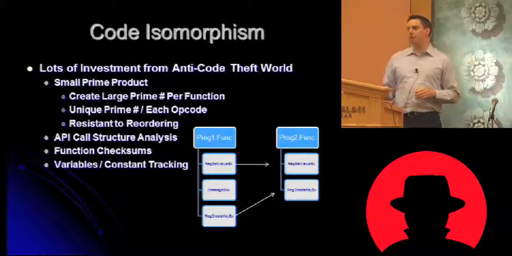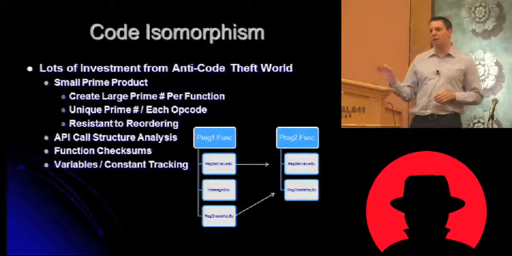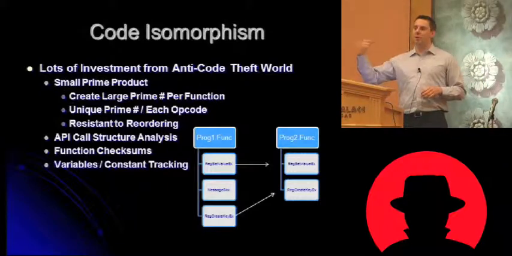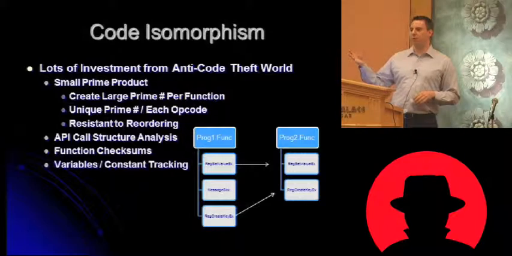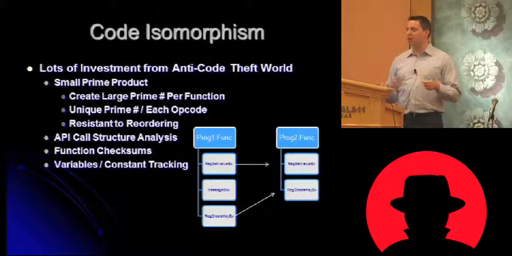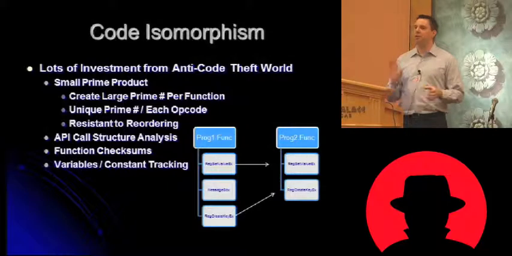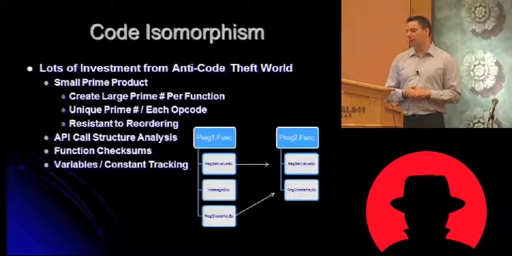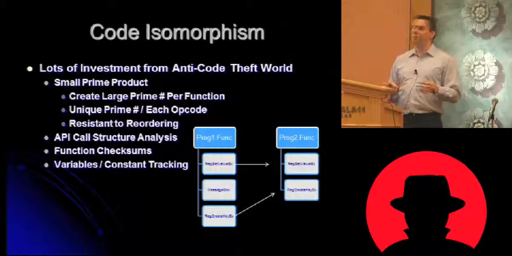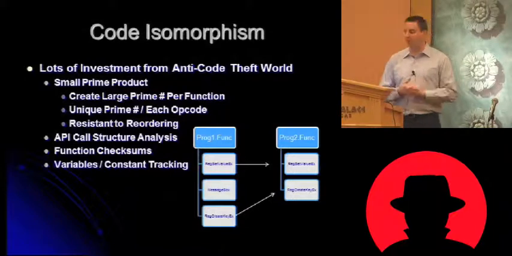Small prime product basically involves assigning a unique prime number to each opcode within a function. What you then do is add up the opcodes, and that gives you a sum for that function. The neat thing about that is it's resistant to reordering of instructions. So if it gets compiled or someone's trying to be sneaky, it allows you to still have the same large prime number. And you may not necessarily want to assign a prime number to every opcode. You may just want to assign one to calls, to API calls, for example.